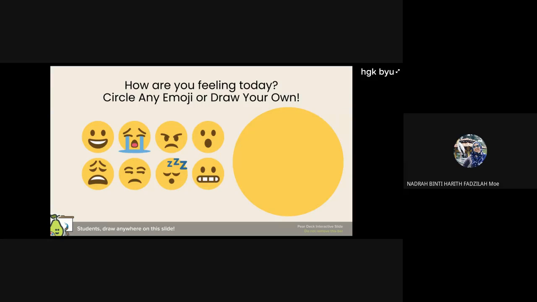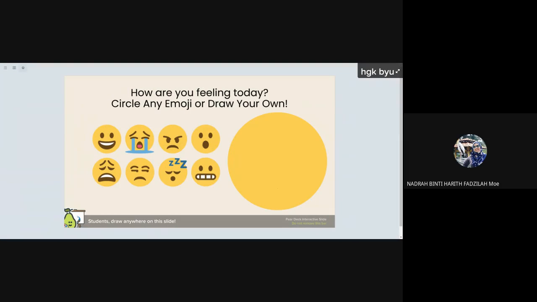Artun 79 ni siapa ya? Okay, Amalia pun dah masuk. Welcome Iza. So, okay, I already have 5 students in here. So, please feel free to draw anything on that particular slide. How are you feeling today? You can circle any emoji, or you can draw your own on the yellow circle over there.